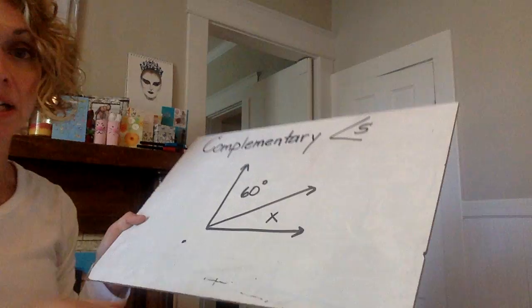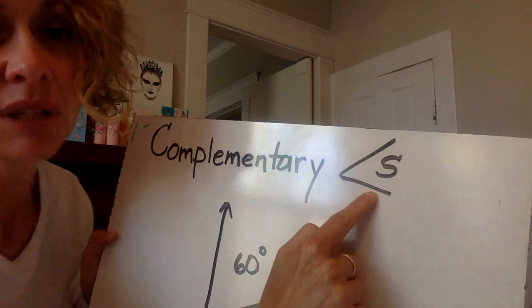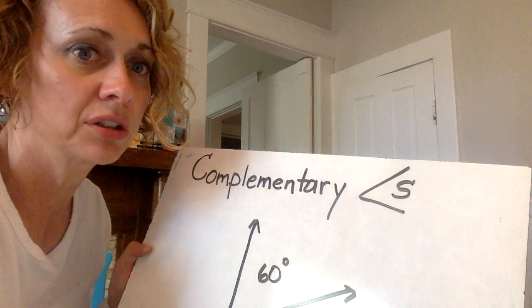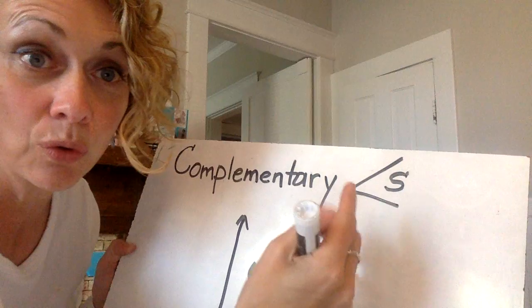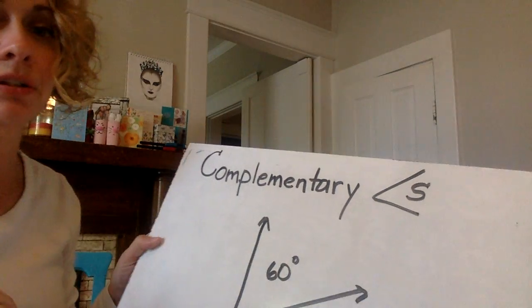Okay, so I've got my dry erase marker, and I want to talk to you quickly about some complementary angles. The word complementary is spelled like that, and sometimes you might see angles written like this with a shorthand notation in a math class. It's kind of like an angle, and then it has an S in it for being plural. So I would read this as complementary angles.